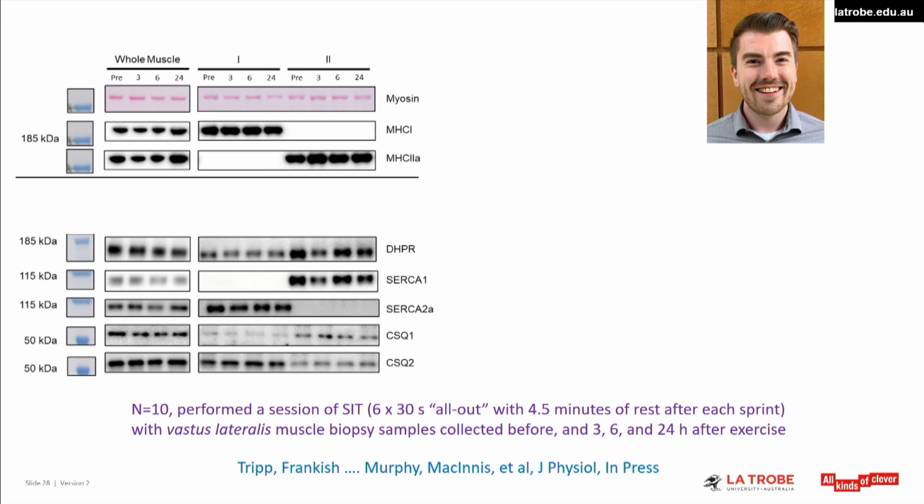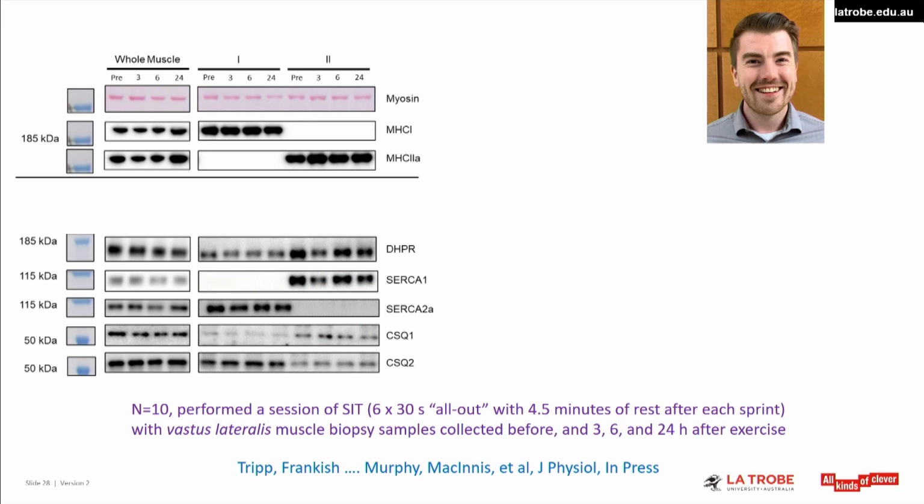And what we published just recently, it's in press, is that it is following some 6 by 30 second all-out bouts of exercise. So the difference here is very nicely, there's two aspects. One is there's whole muscle being looked at 3, 6 and 24 hours after exercise, because most of the work had been at 24 hours, but at what point is that fragmentation actually happening? So that was one of the questions that wanted to be addressed.